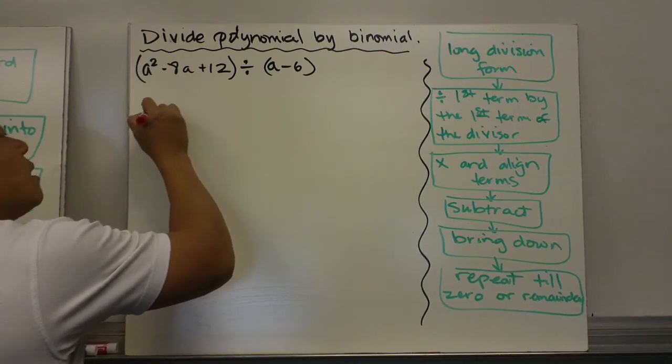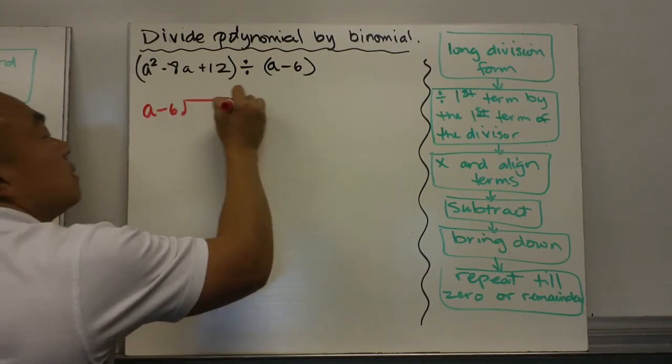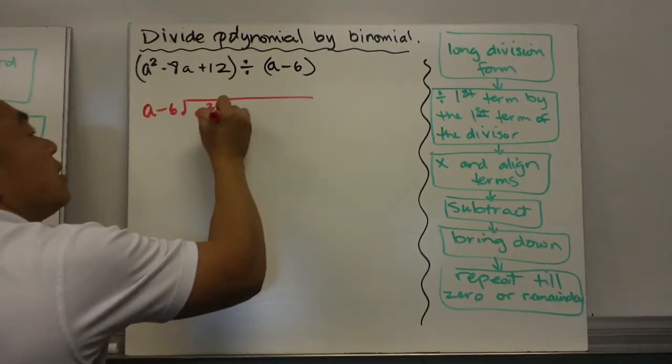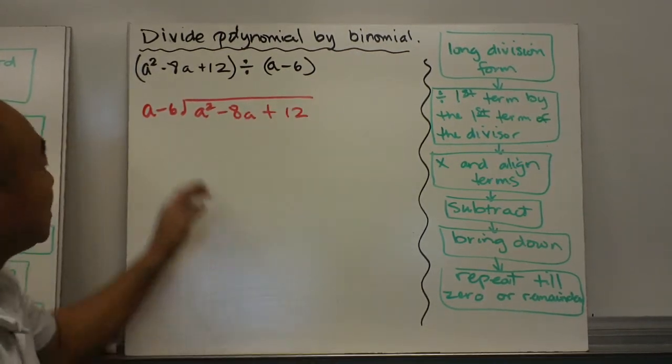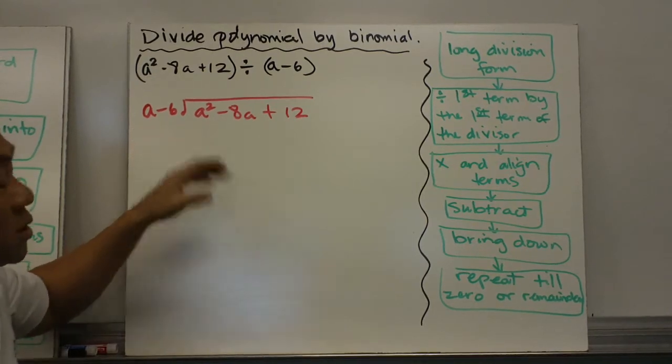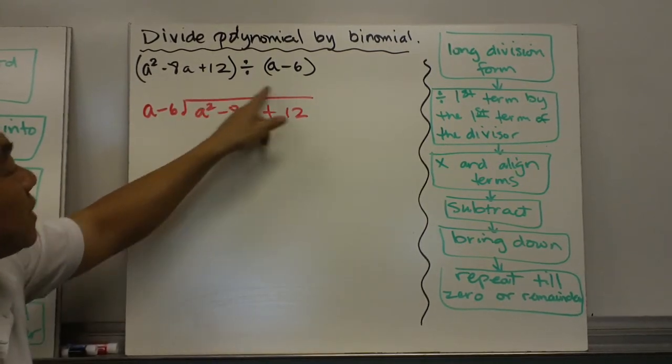So let's take a minus 6, and then it's a squared minus 8a plus 12. Now, the thing that you need to worry about here is that you now have 2 terms that you have to multiply with the factor that you have up here.